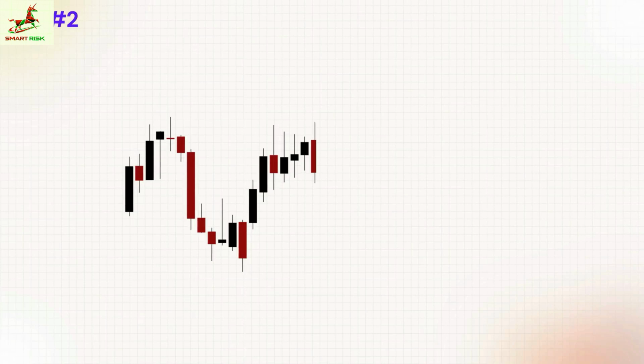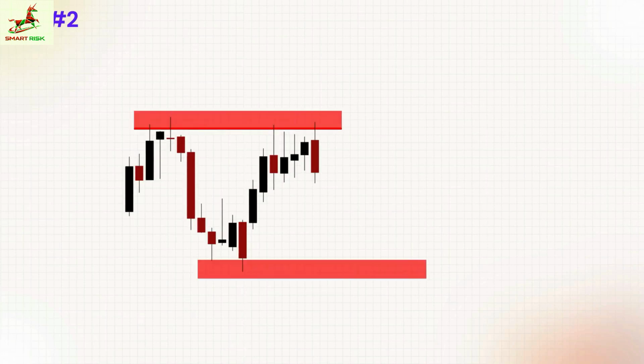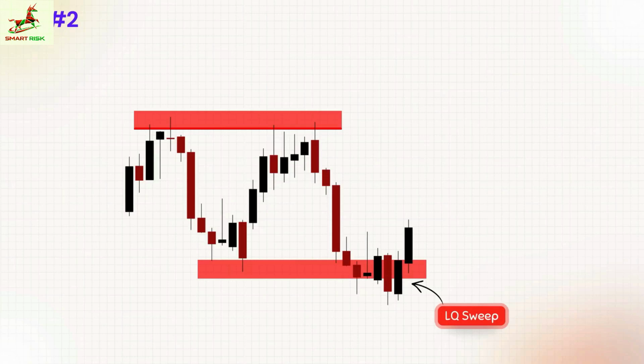Mistake number 2. Some traders, even after a liquidity sweep has happened, still take trades against the direction of the sweep. This is a huge mistake. For example, if the market has swept the sell-side liquidity below and started moving up, that means operators have cleared the downside liquidity and now the market wants to go up. In this situation, you should only be looking for trades to the upside, not the downside. But a lot of traders still think the market will go back down after the sweep and they enter short trades, which leads to their stop loss getting hit. So always remember, after a liquidity sweep, the market most often moves in the opposite direction of the sweep.